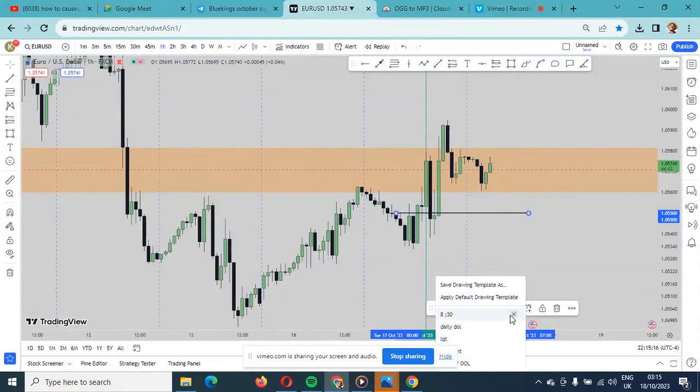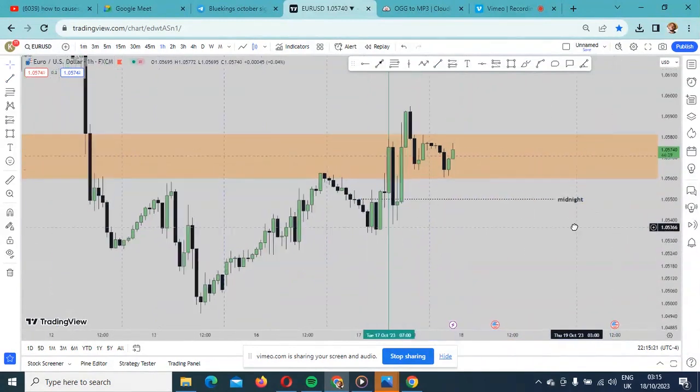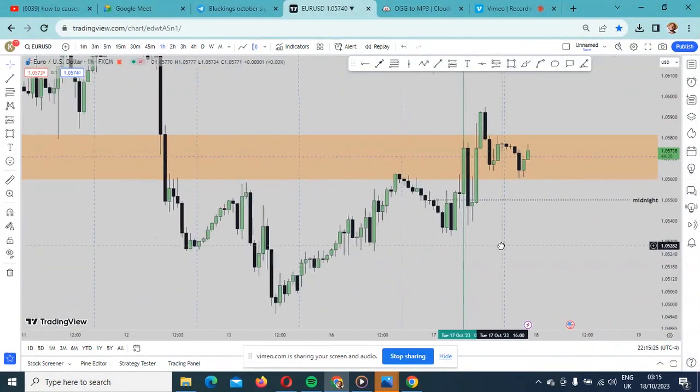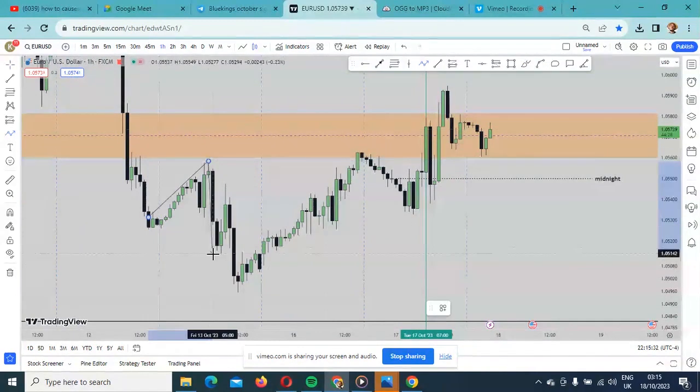Label it midnight open. Okay, easy peasy. So I mark that. And as much as I'm bullish and the trend is making higher highs and higher lows, as you can see, very easy. It was going down before, but price changed character here.